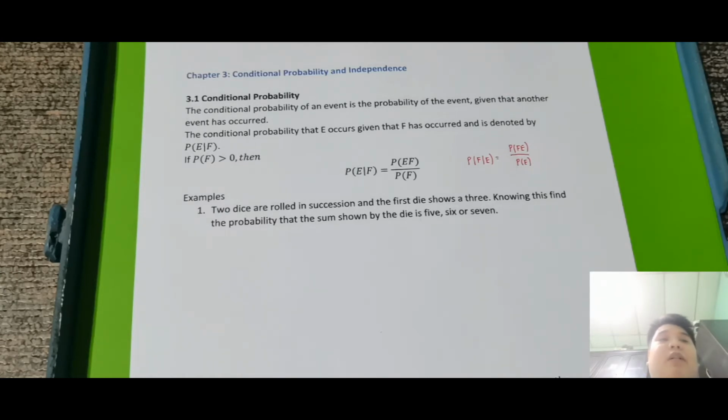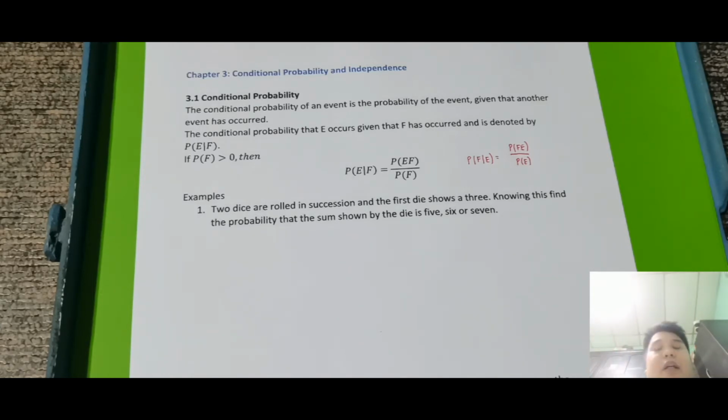Pero sabi ko nga sa inyo, as much as possible, gagawa ako ng way para ipaintindi sa inyo yung topic natin. Okay, so again, 2 dice are rolled in succession. Meaning, pag rolled ng isa, sunod yung isa. Magkasunod, hindi sabay. The first die shows a 3. Tandaan mo yun. Yung die ay merong 1, 2, 3, 4, 5, 6. Yung unang die daw, nag-show ng 3. Yun yung una na event. Nangyari na. Knowing this, find the probability that the sum shown by the die is 5, 6, or 7.